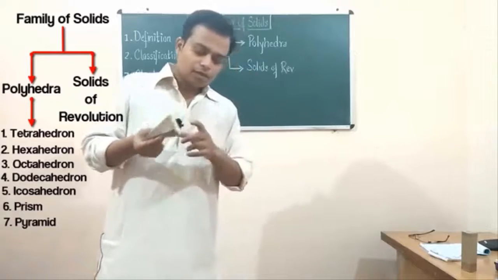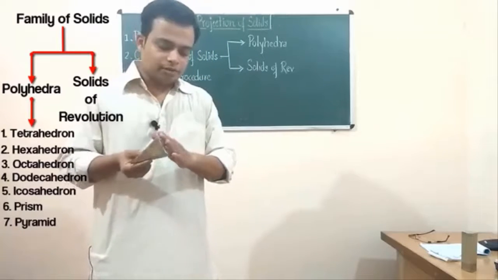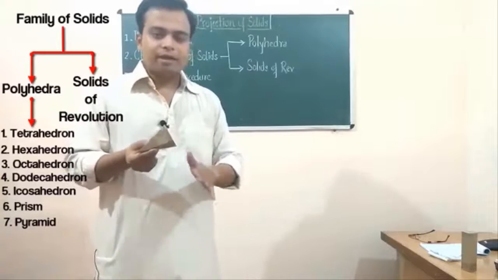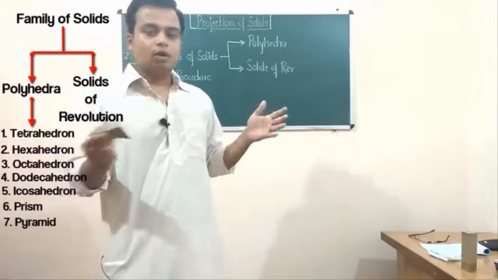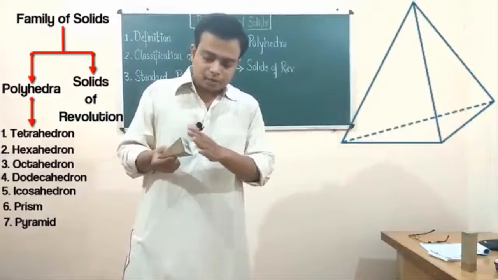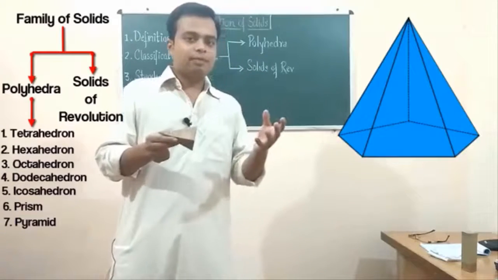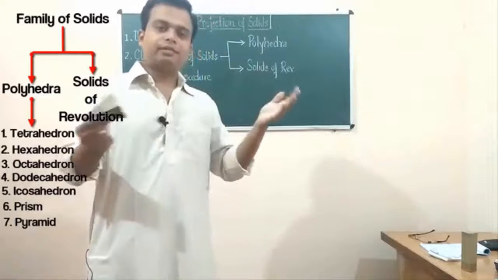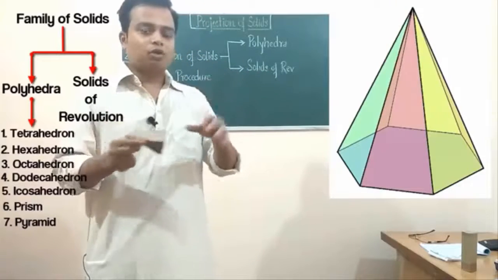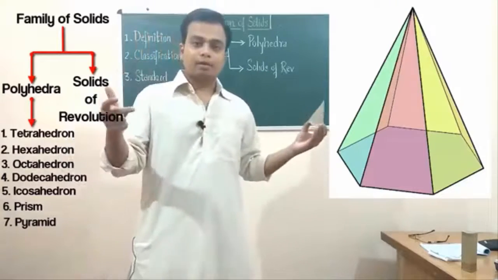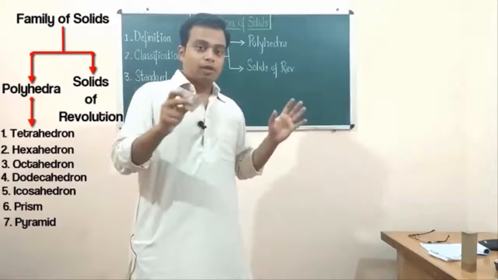Now, if we replace this square base with a triangle, then that sort of a pyramid is what you call a triangular pyramid. Let's replace it again with a pentagon, then that sort of a pyramid is a pentagonal pyramid. Let's replace it again with a hexagon, then that sort of a pyramid is what you call a hexagonal pyramid. All right, so that was all about polyhedrons.